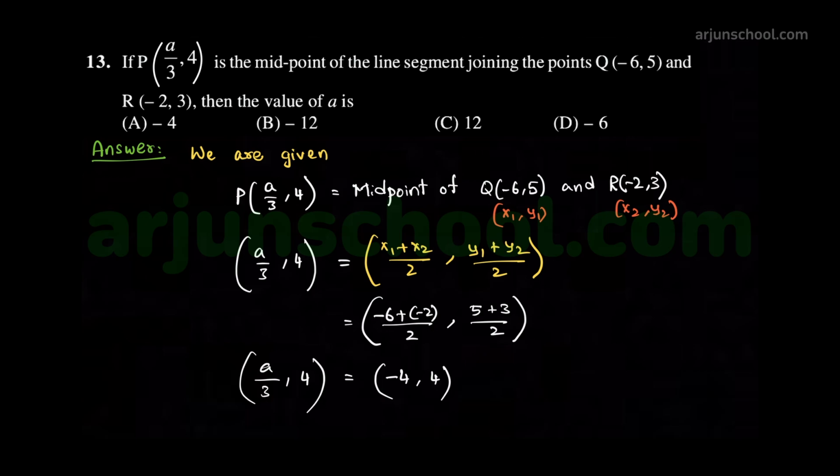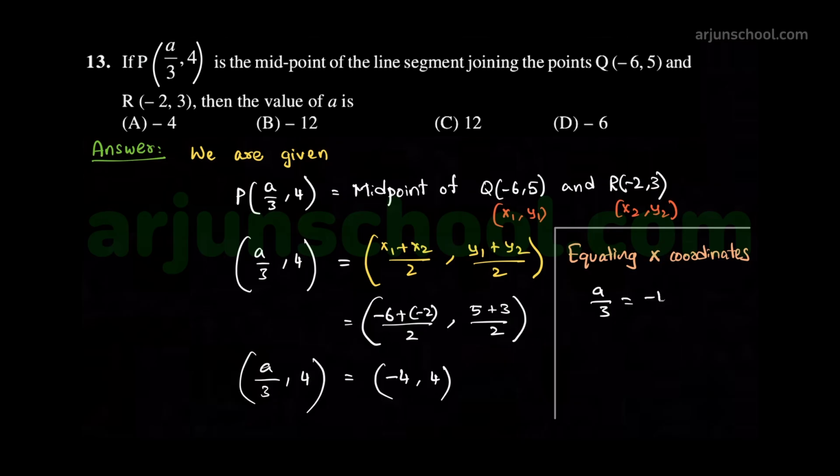Now let us equate the x coordinates. We get a/3 is equal to -4. a is equal to -4 times 3, which is -12. Therefore, from the given options, option B, -12, is the right answer.